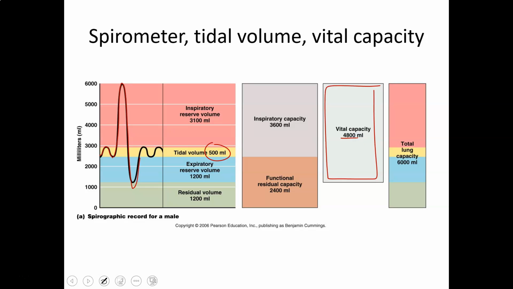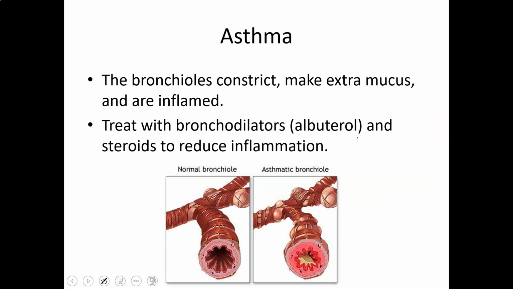This is for an average man. So for women, that would be lower. For an older person, that would be lower. For a smoker, that would be much lower. But that gives you just what an average man typically is for vital capacity. Vital capacity is something that gets measured routinely from pulmonologists, who are doctors who specialize in the respiratory system.